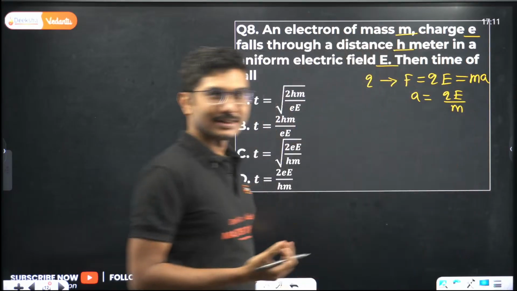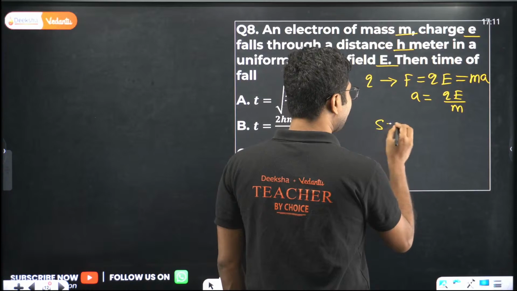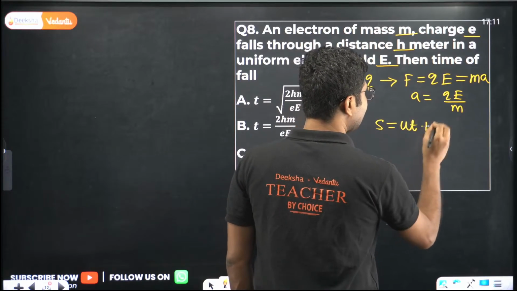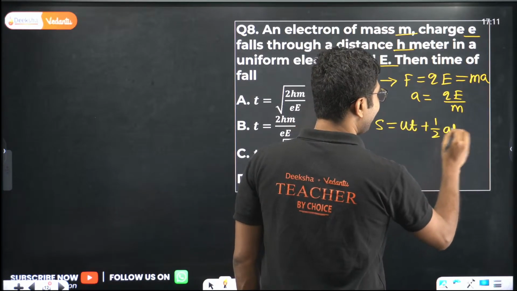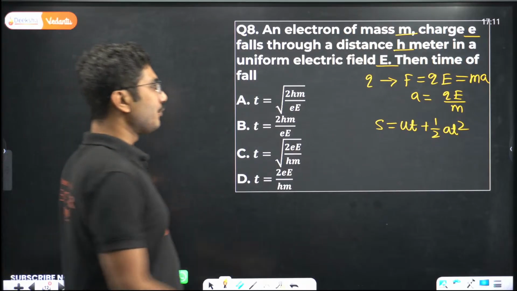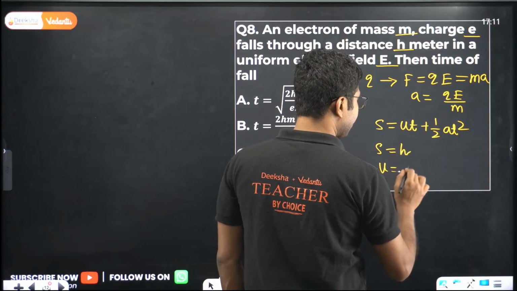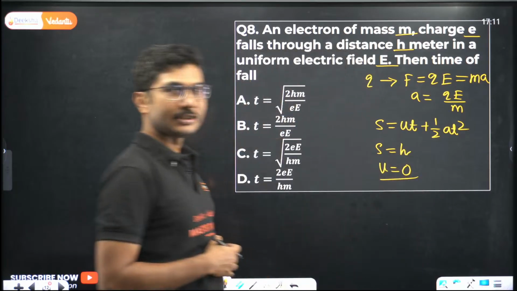So acceleration is calculated. Now the distance traveled is given. So we know that S equals ut plus half at square. So using this equation we can easily calculate the time. So for this question, S is given as h. Initially it was starting to fall from rest, that means u is 0.